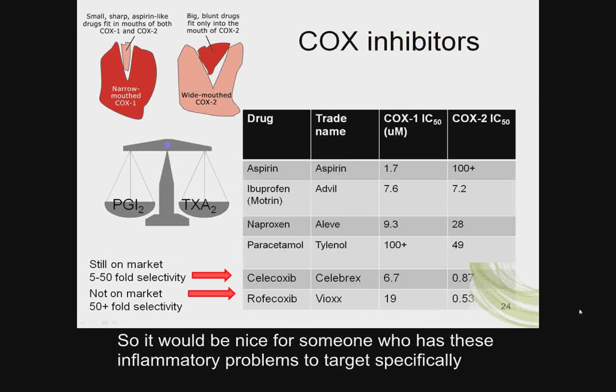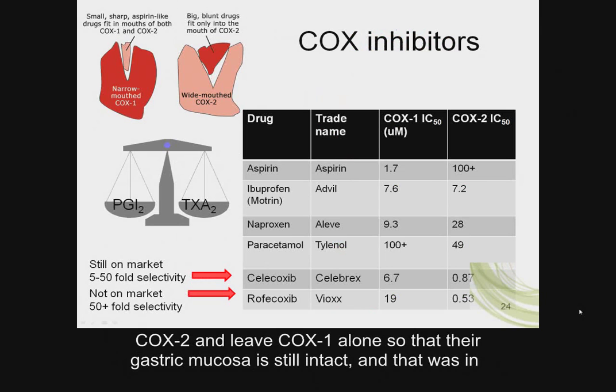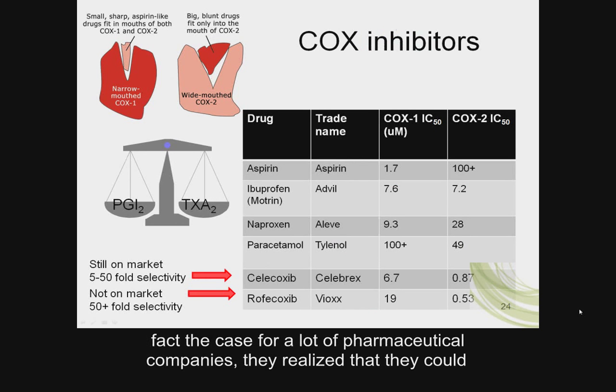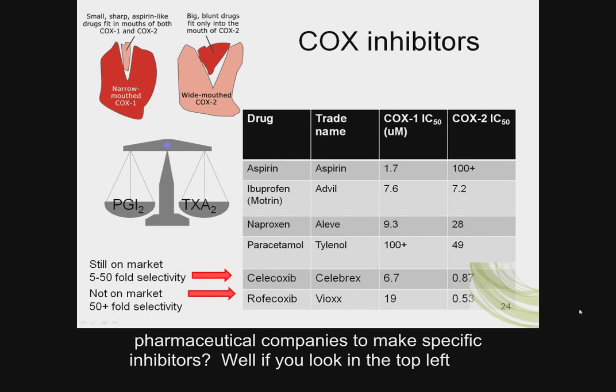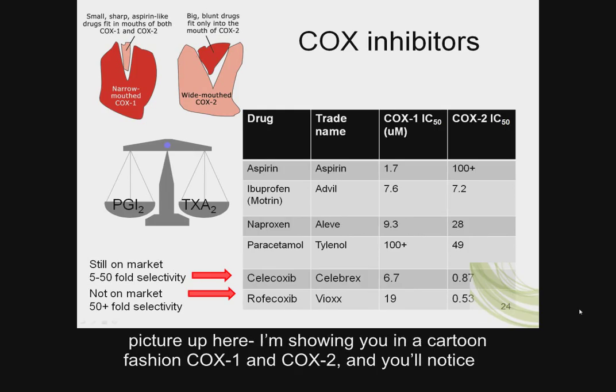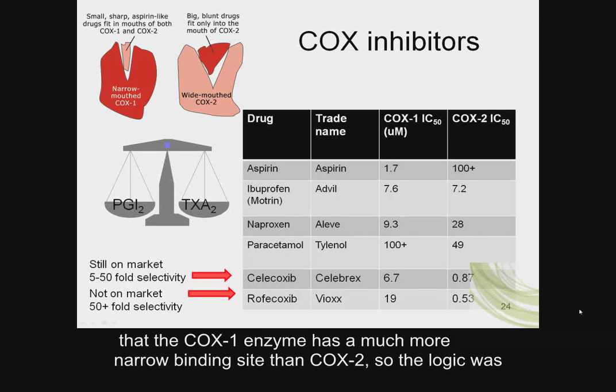It would be nice for someone who has these inflammatory problems to target specifically COX-2 and leave COX-1 alone so that their gastric mucosa is still intact. And that was, in fact, the case for a lot of pharmaceutical companies. They realized that they could actually make COX-2 specific inhibitors. What was unique about COX-2 that allowed the pharmaceutical companies to make specific inhibitors in the first place? Well, if you look in the top left picture up here, I'm showing you in cartoon fashion COX-1 and COX-2, and you'll notice that the COX-1 enzyme has a much more narrow binding site than COX-2.